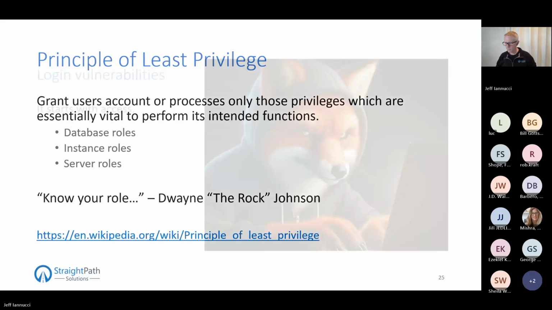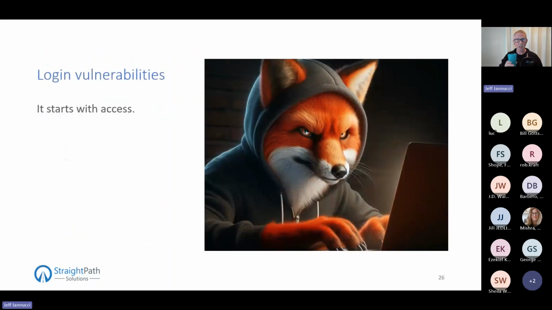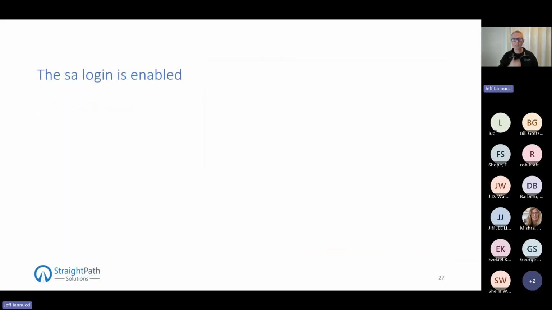All right, enough conceptual stuff. Let's talk about your actual login vulnerabilities, because all ransomware attacks start with access. And the very first thing to check for is: is your SA login enabled? Well, it's enabled by default, so if you haven't disabled it, it's probably enabled.